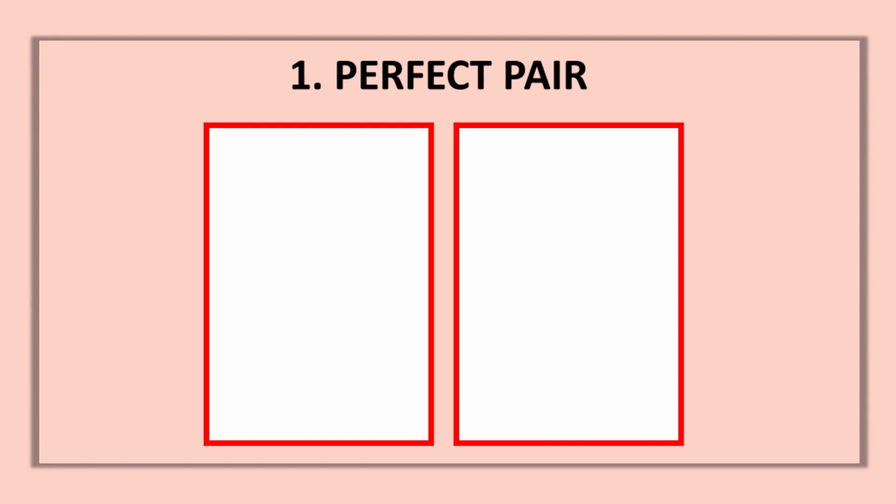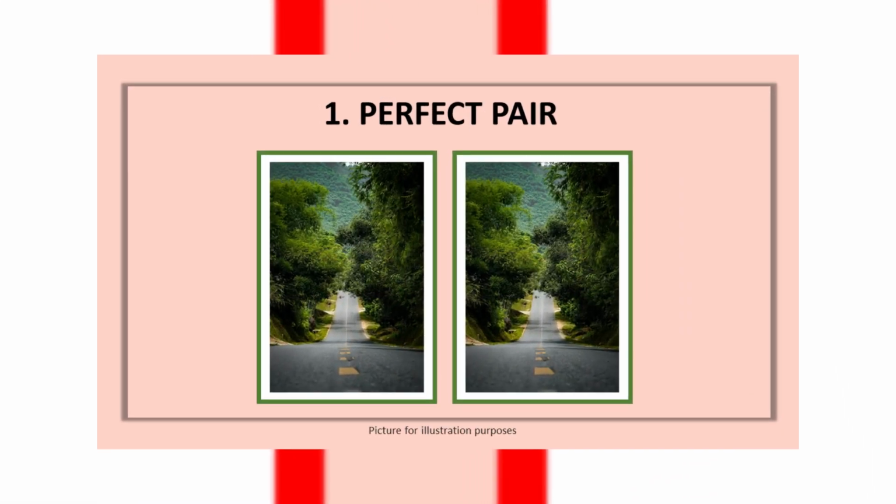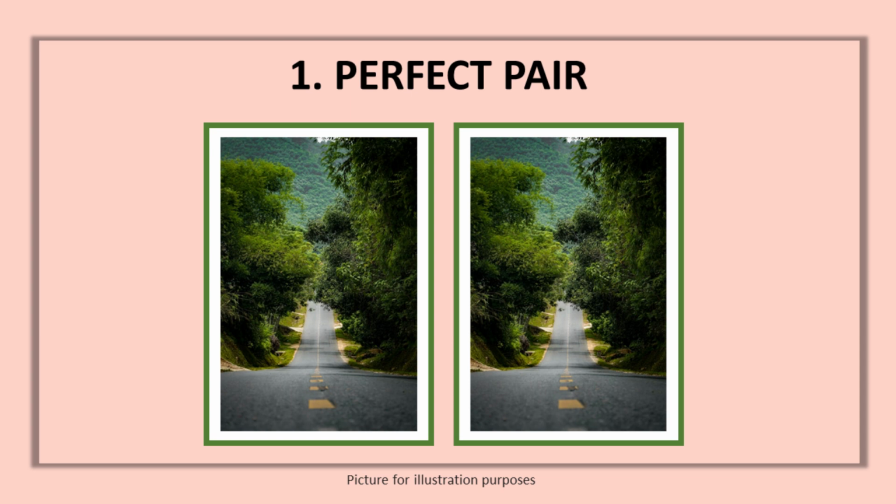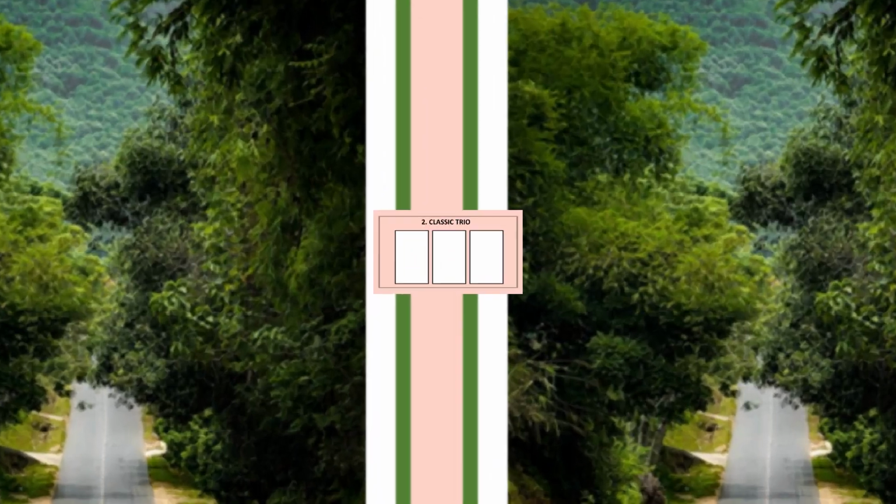Now let's learn how to do the layouts, and we are starting from layout number 1, which is the perfect pair. The perfect pair is a layout characterized by 2 items often placed side by side. It's a minimalist approach highlighting 2 key pieces with matching frames or artwork. The layout is ideal for spaces where simplicity and balance is the desired aesthetic.